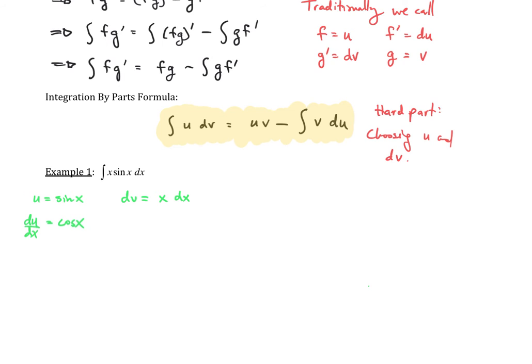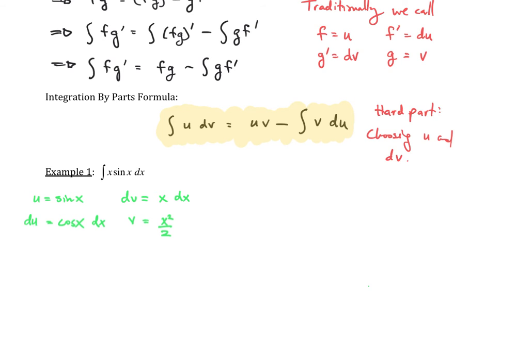And to be honest, we usually do not write it like this. We usually move the dx up. So I'm going to erase this dx. I'm going to put the dx with the cosine. And then to find the v part, we're going to find the antiderivative of dv. So when I find the antiderivative of x, I'm going to get x squared over 2. And we're not really going to worry about adding that constant c. We'll just throw on the plus c at the very end.